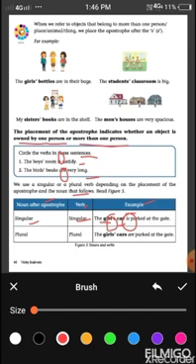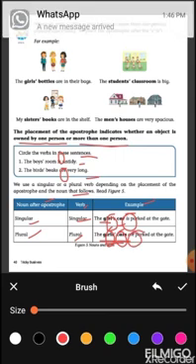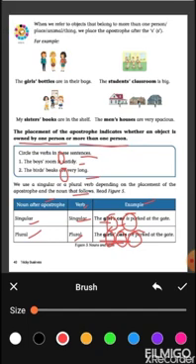Noun after apostrophe, plural, verb also plural. The girls' cars. Here we have more than one girl, so we are adding the apostrophe after S, and we have more than one car, so we are adding the plural form, and we are adding are to the verb. The girls' cars are parked at the gate.